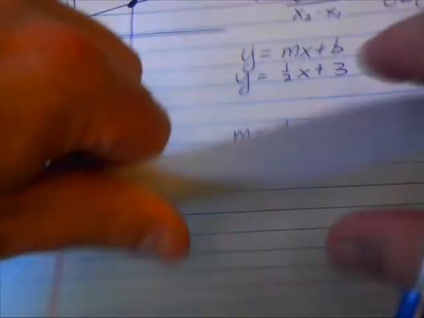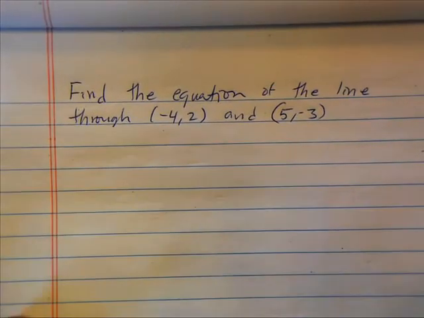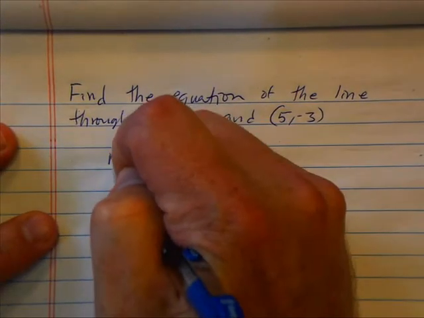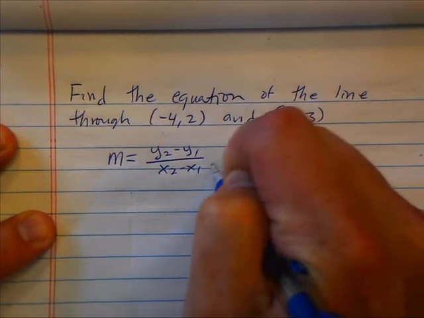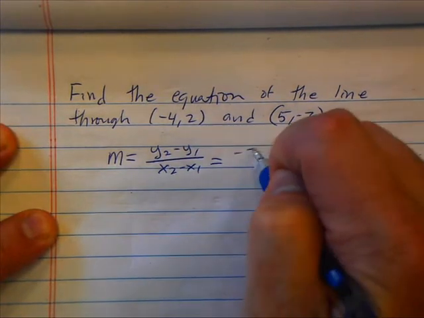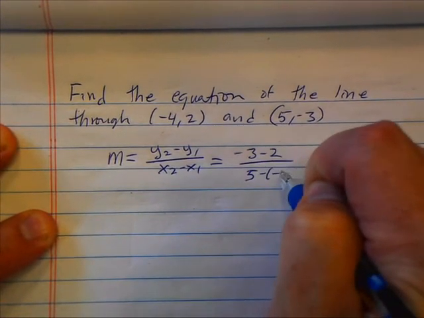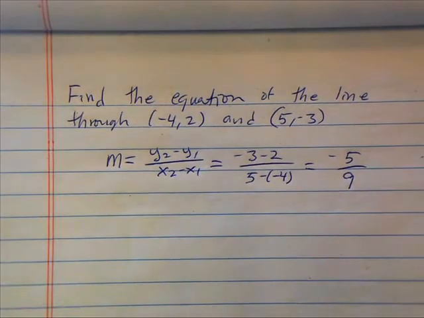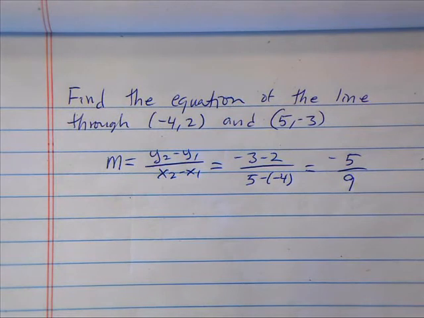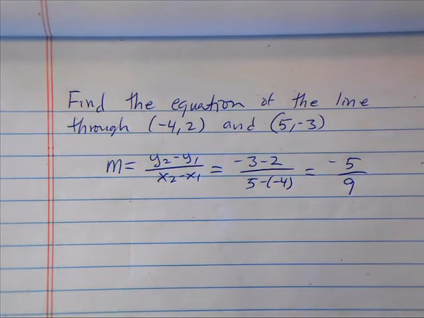All right, so here's the alternative method. You still have to find the slope. You always need the slope. So we find the slope. M equals y2 minus y1 over x2 minus x1, which is still negative 3 minus 2 over 5 minus negative 4. The slope is still negative 5/9. Nothing changed there. Exactly the same. Find the slope. Here's what changes. There's another formula for lines. y equals mx plus b is the one everybody remembers, but there is another one.